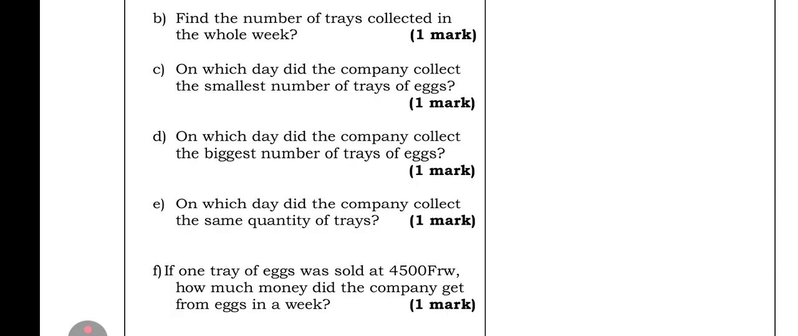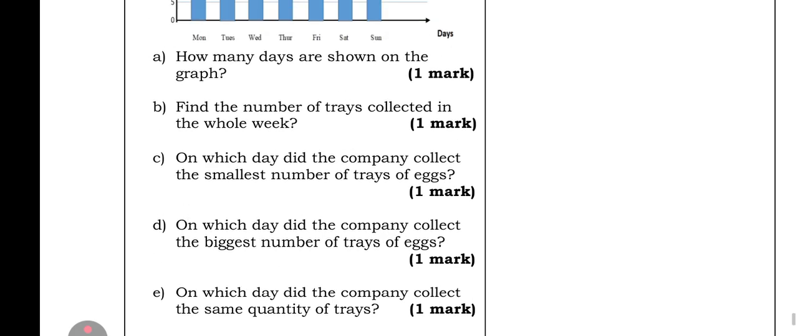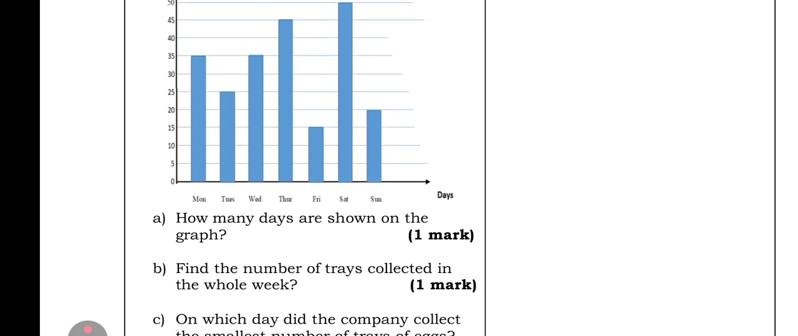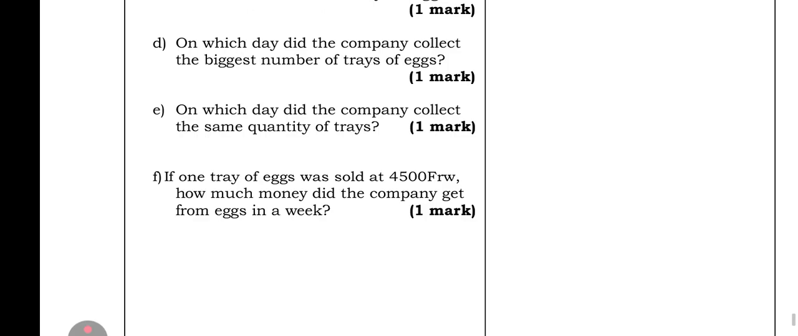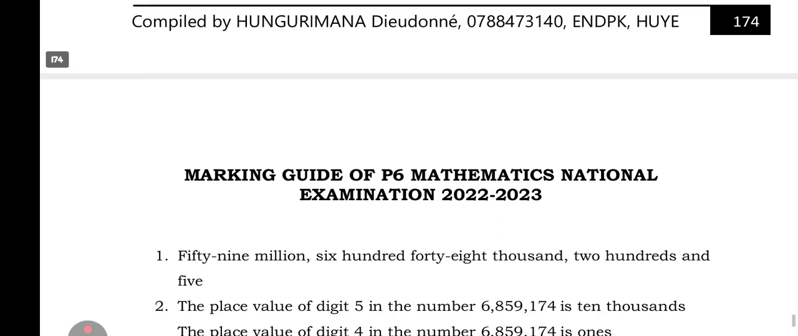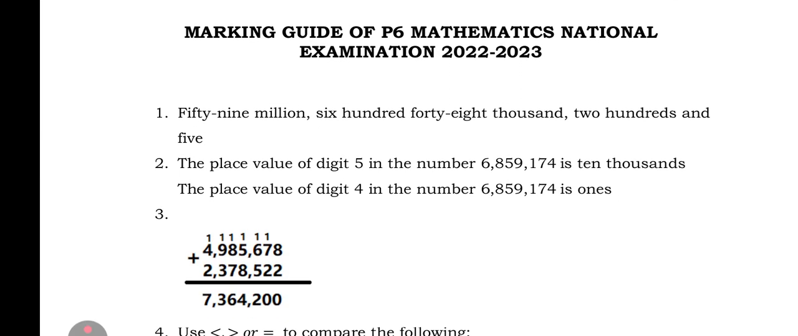On which days did the company collect the same quantity of trays? We have to see the bars that are on the same level, and we have it on Monday and Wednesday. It is 35. Very easy questions without calculating anything. Just do it like that. These are the answers according to those questions.